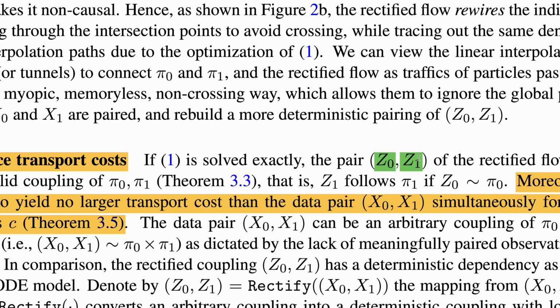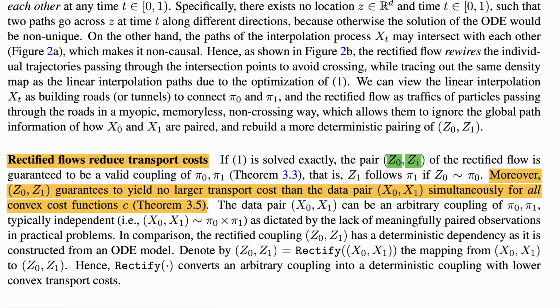So basically, pairs of data from the two distributions. And they say that Z0, Z1 is guaranteed to yield no larger transport cost than the data pair x0, x1. So that's any x0, x1 sampled randomly from the two distributions. So basically, rectified flows reduce the transport costs.